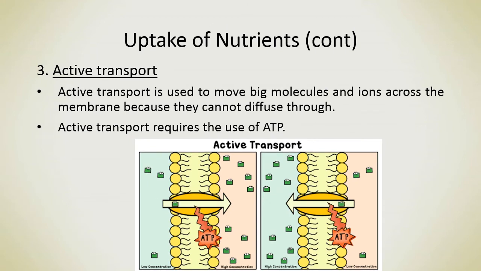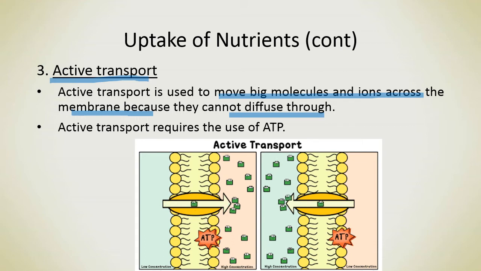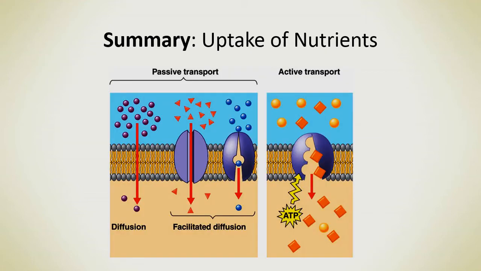The last one is active transport. Active transport is used to transfer bigger molecules and ions across the cell membrane. Because these molecules are too big, they cannot diffuse through the cell membrane, and in order to penetrate it, they need energy, or ATP. Just remember that active transport is responsible for cells containing a relatively high concentration of potassium ions but a low concentration of sodium ions.